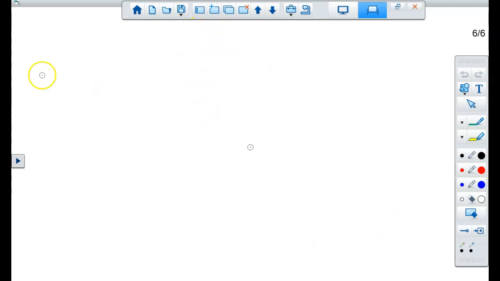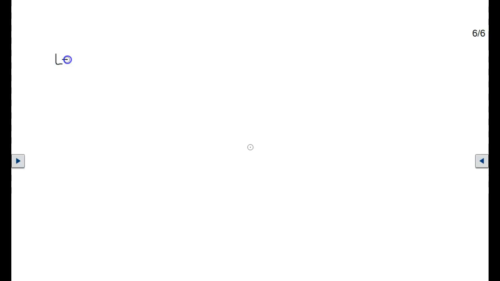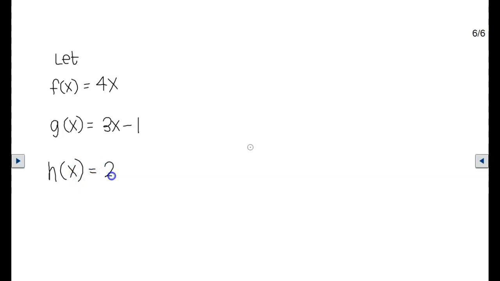Now, let me show you one last thing. Let's let f of x equal 4x, so a function of x equal 4x. Let's let g of x equal 3x minus 1. Let's let h of x equal 2x plus 5. And let's let p of x equal x minus 10.